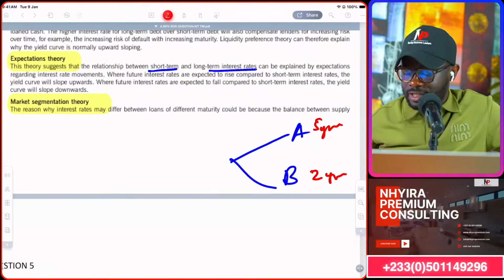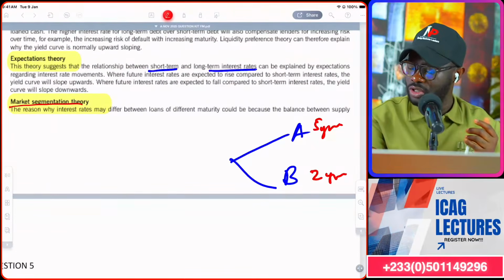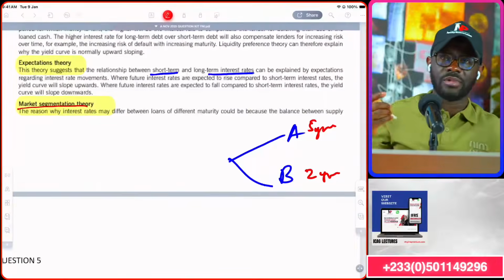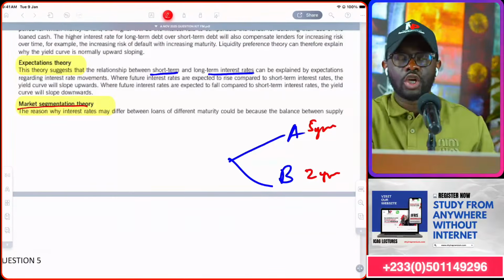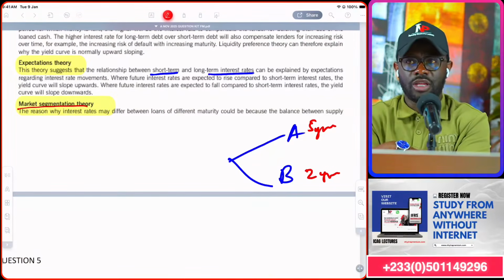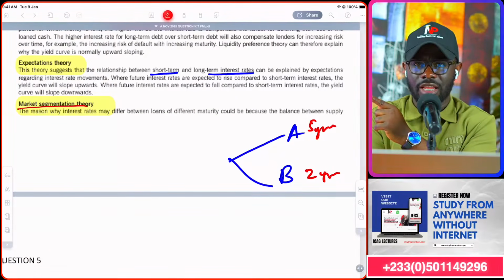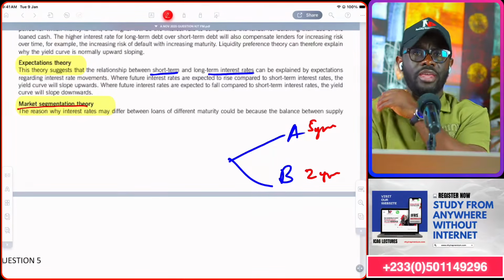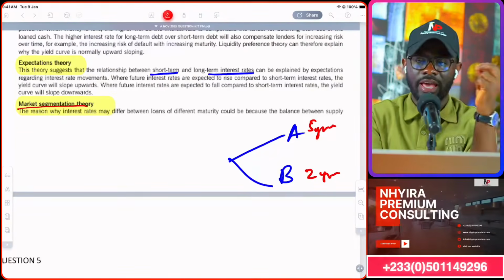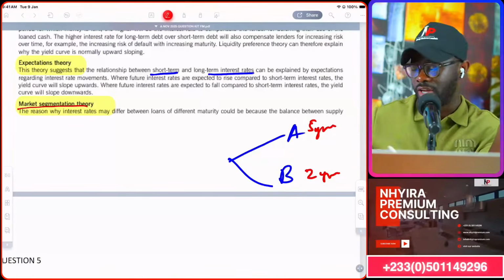Then the last thing is going to be the market segment theory. The reason why interest rates may differ between loans of different maturity could be because of the balance between the supply and demand of what? The money available. So, for instance, if we are in a sector or an industry where it is hard to finance projects, then when you get the financing eventually, the interest rate is going to be higher. But if it is an industry or a sector where it's easy to get financing, then the interest rate is going to be lower on average in that particular case.